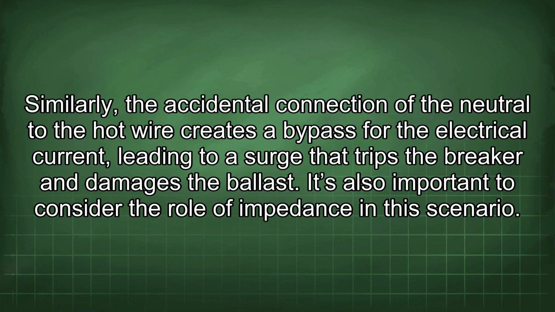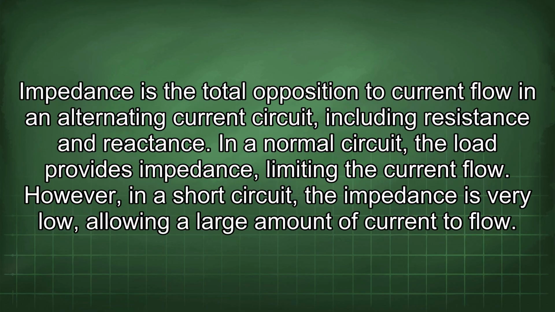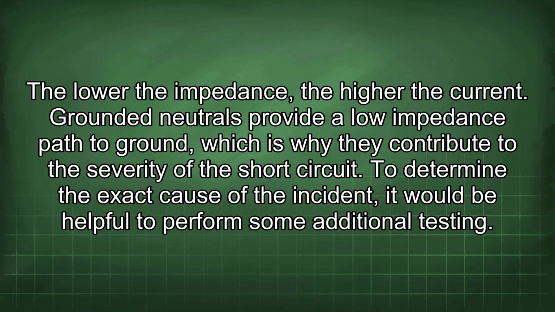It's also important to consider the role of impedance in this scenario. Impedance is the total opposition to current flow in an alternating current circuit, including resistance and reactance. In a normal circuit, the load provides impedance, limiting the current flow. However, in a short circuit, the impedance is very low, allowing a large amount of current to flow. The lower the impedance, the higher the current. Grounded neutrals provide a low impedance path to ground, which is why they contribute to the severity of the short circuit.